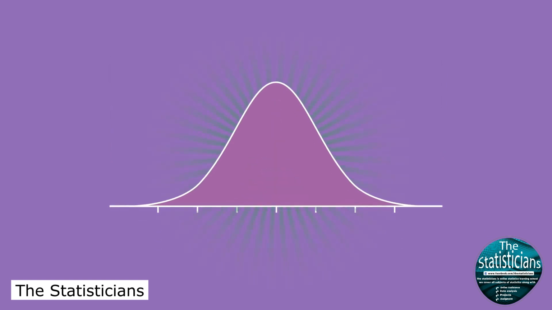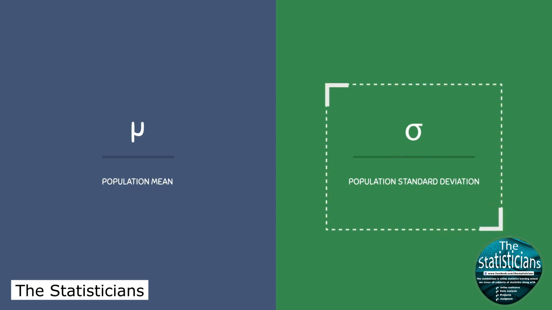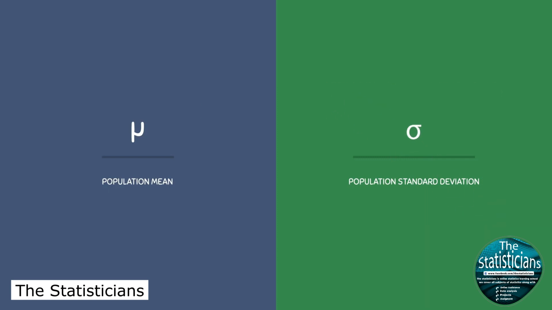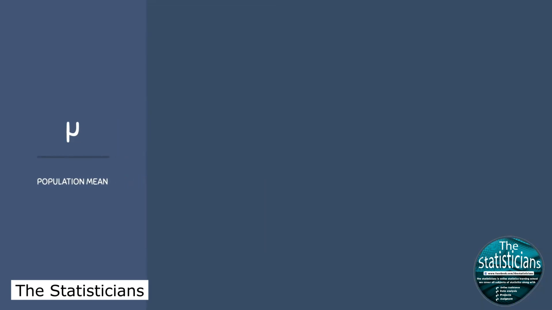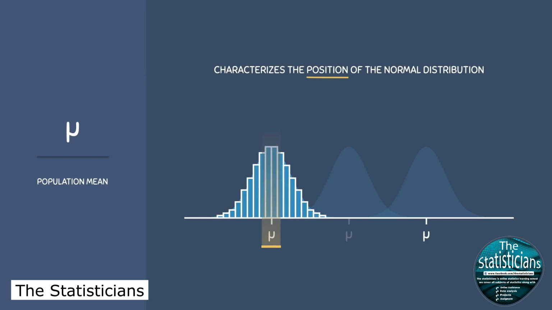Now that you know what a normal distribution looks like, we need to talk about the population mean mu and the population standard deviation sigma. Both of these tell us important information about how the normal distribution looks. We'll talk about the population mean mu first. The population mean mu characterizes the position of the normal distribution. If you increase the mean, the curve will follow and move towards the right, and if you decrease the mean, the curve will still follow and move towards the left. This happens because the data will always cluster around the mean in normally distributed populations. As a result, the value of the mean determines the position of the normal distribution.